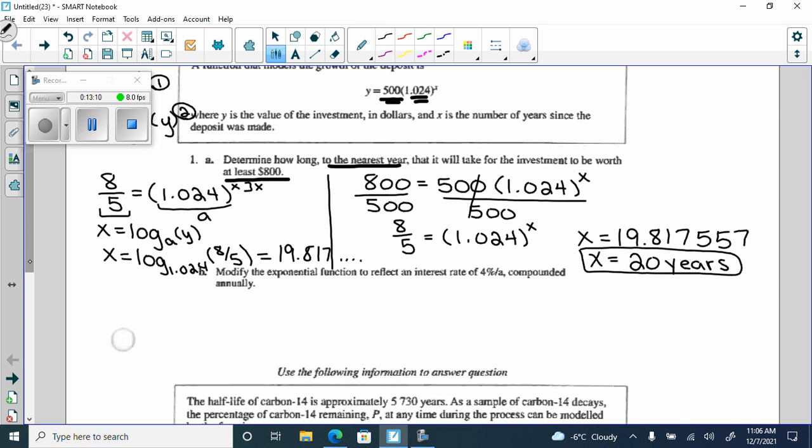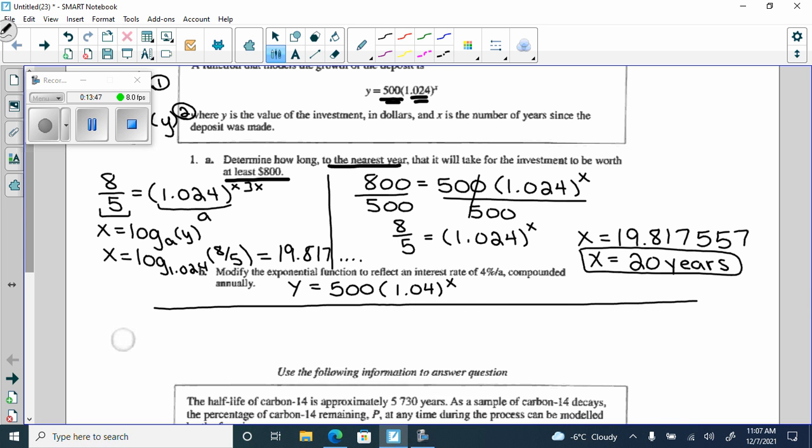So let's look at B. Modify the exponential function to reflect an interest rate of 4% compounded annually. What's changing with it compounded annually? What in that equation is going to change? That 1.024 is going to change, correct? What's it going to change to? 1.04.